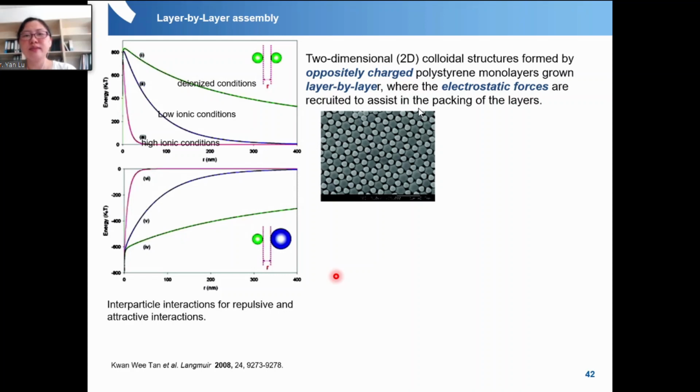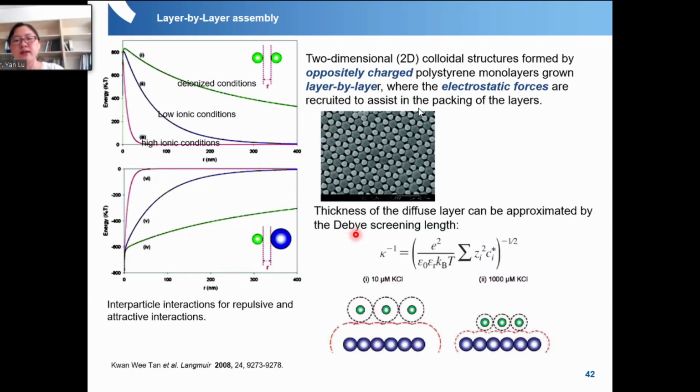particles. For example, these authors were trying to form such colloidal films from oppositely charged particles. They use polystyrene particles, one positively charged, another negatively charged, and they want to form a binary film of oppositely charged polystyrene particles. And of course, what they found is very interesting.